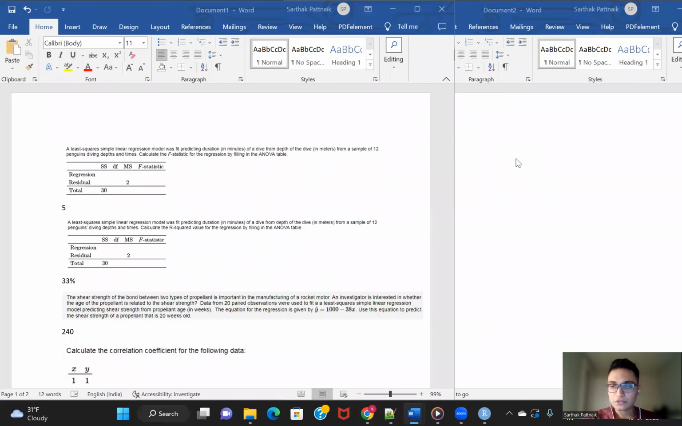Hello, people, and welcome back to this session on problem solving on simple linear regression and multiple linear regression. We have already covered the theoretical aspect of both simple linear regression and multiple linear regression. Therefore, in this session, we are going to be solving a few problems.